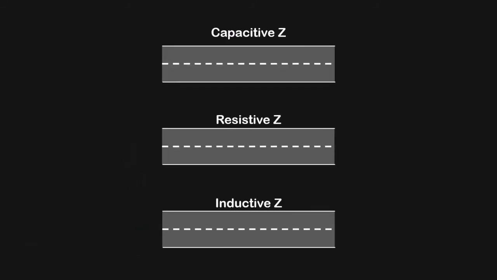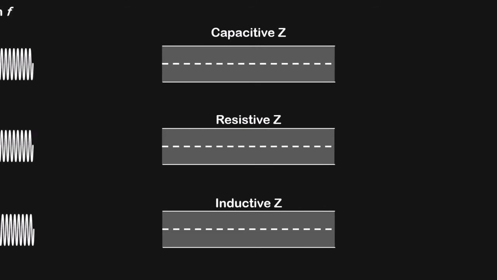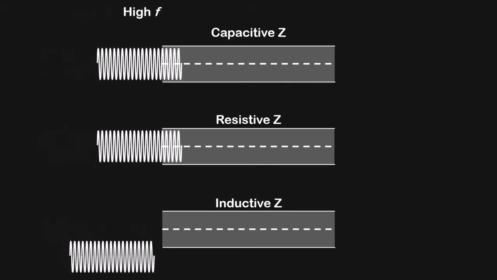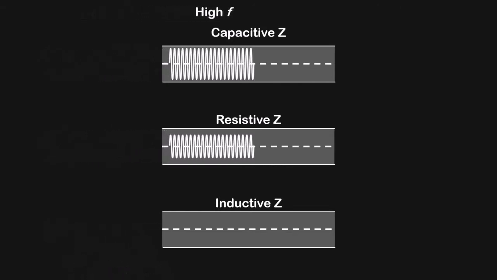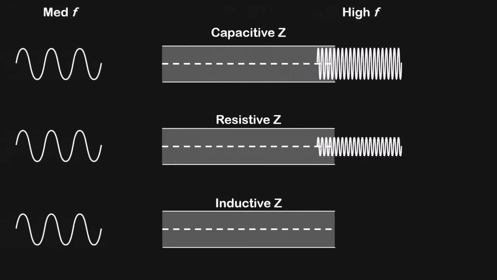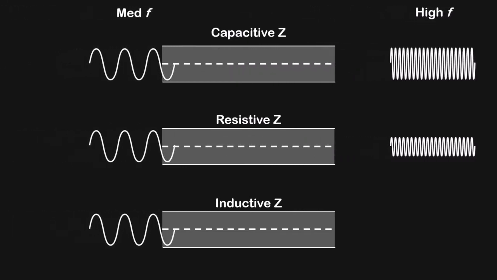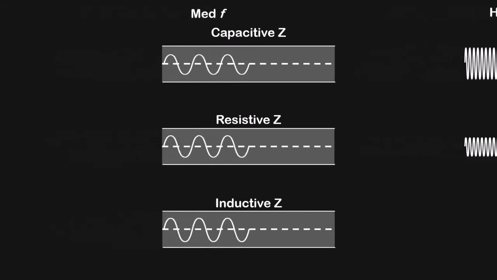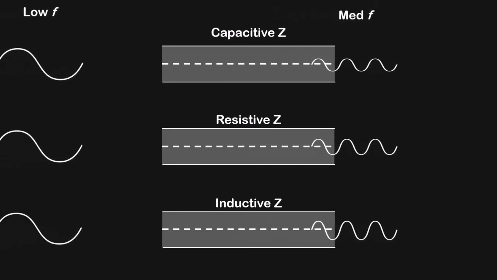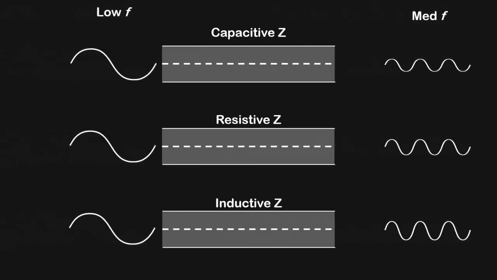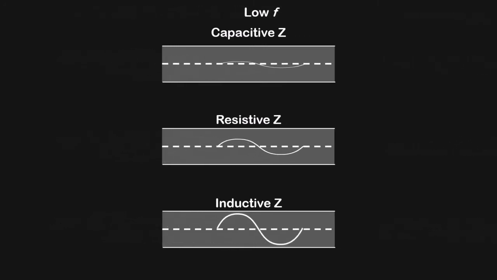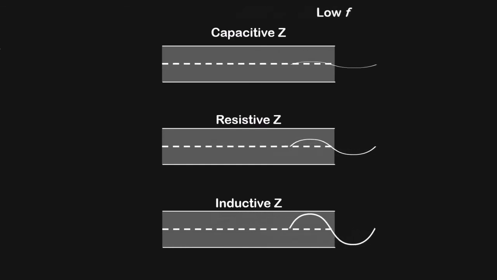Let's summarize the big picture. High frequencies are treated differently by the different components of impedance, passing freely by the capacitive and being attenuated by the resistive, but being blocked completely by the inductive. Medium frequencies likewise are treated differently by the different components of impedance, being attenuated by each but to different amounts. Low frequencies are also treated differently by the different components of impedance, passing with minimal attenuation by the inductive, being attenuated by the resistive, but being attenuated greatly by the capacitive.